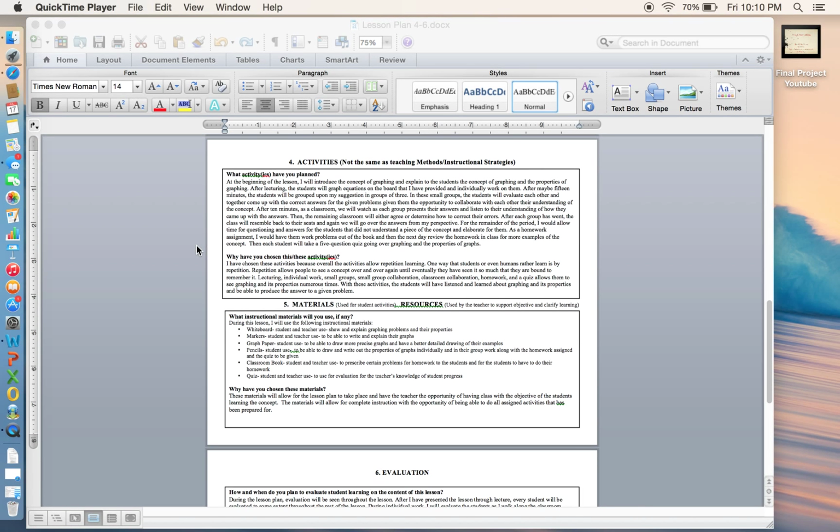At the beginning of the lesson, I will introduce the concept of graphing and explain it to the students, the concept of it, and the properties that go along with it. After lecturing, the students will graph equations that I've provided to them individually on a piece of paper at their desk. And then after 15 minutes working individually, I will group them into groups of 3.